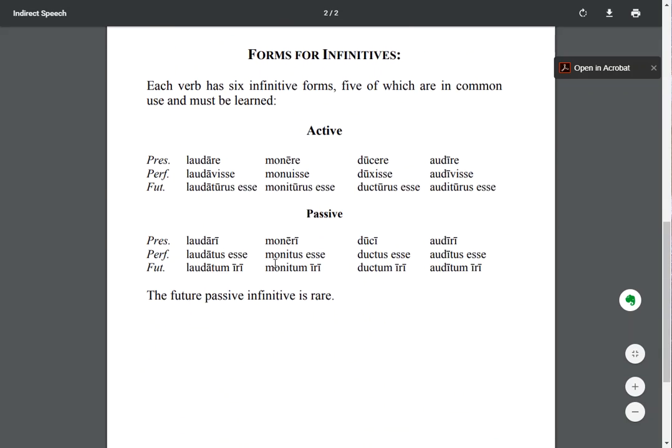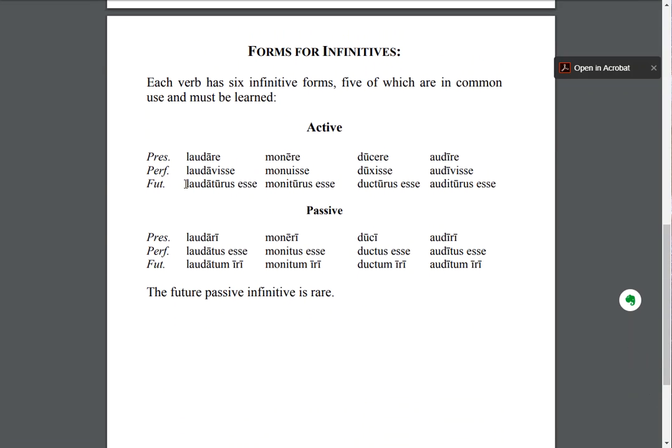So what is the future infinitive? These are all forms of future infinitives here. As I said last time, laudaturus, moniturus, ducturus, and auditurus are all future participles. When you combine them with esse, this becomes what is called the future infinitive. So that's the form you'll be focusing on today. But as you'll see, most of these will now be accusative because somebody is going to be doing something inside of an indirect statement, and we're going to use that accusative also in the infinitive.